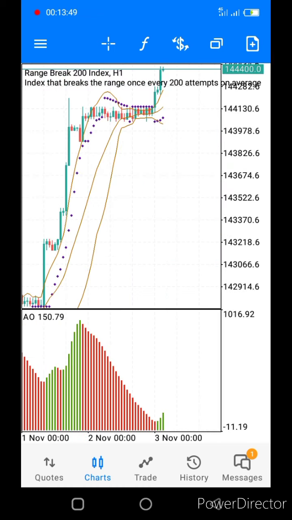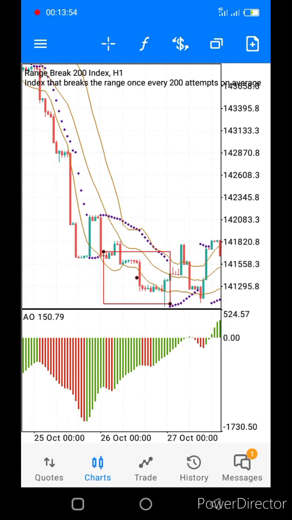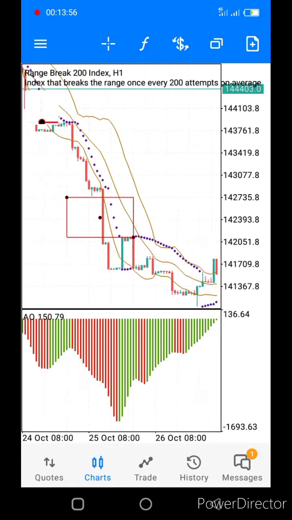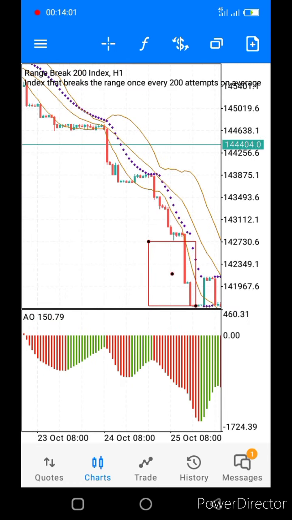Let's quickly check one more before we go. When the market is consolidating, please don't trade. There will be much noise in the market.